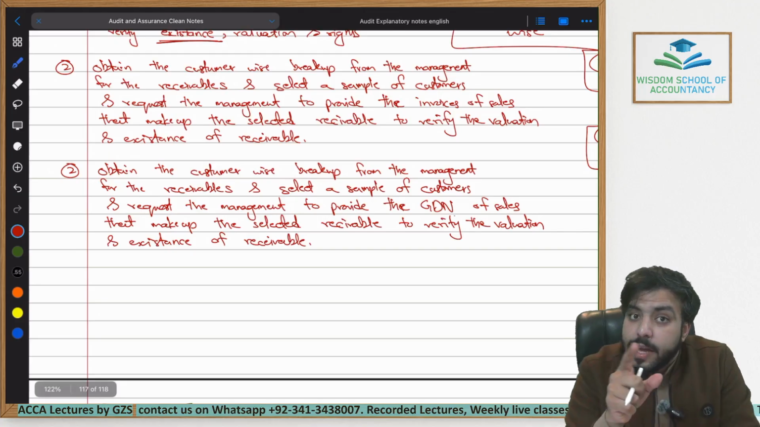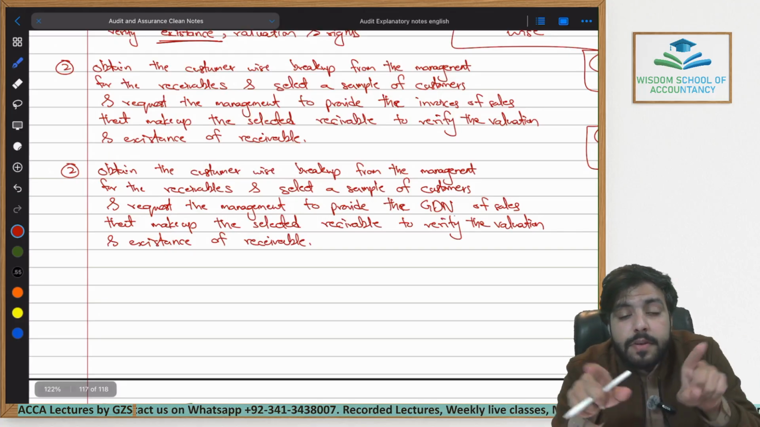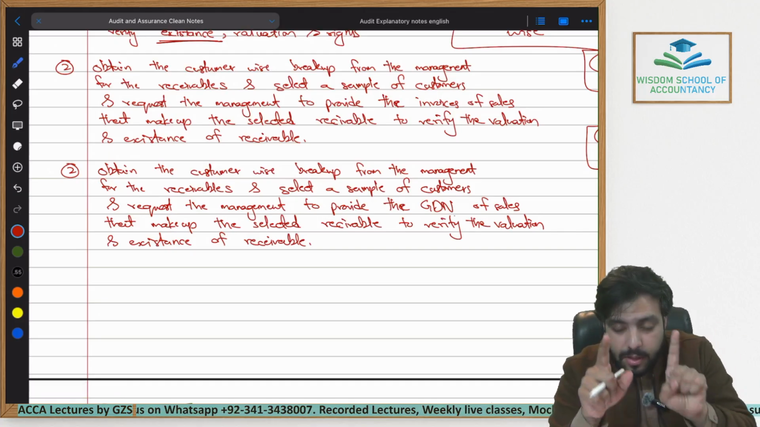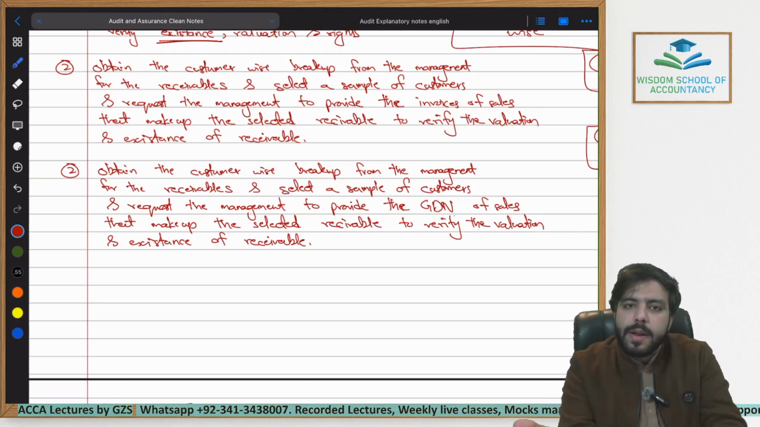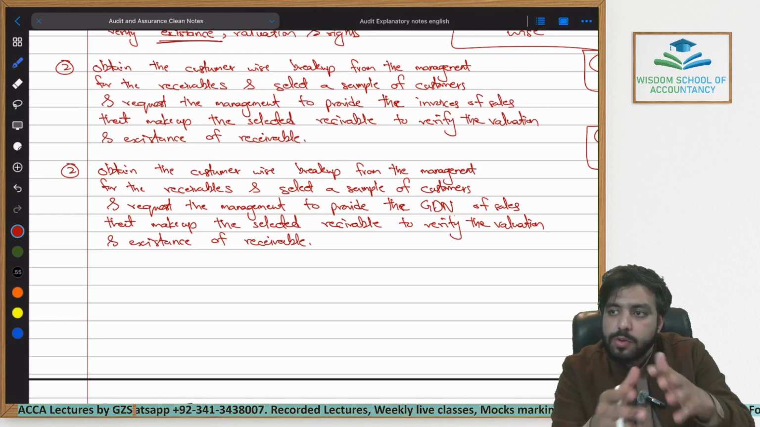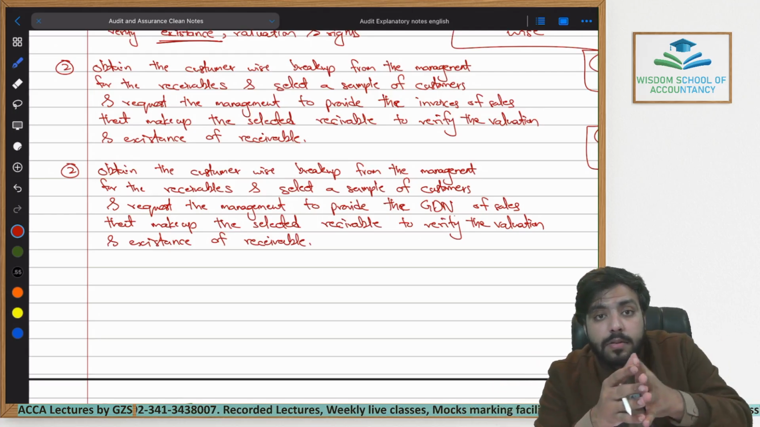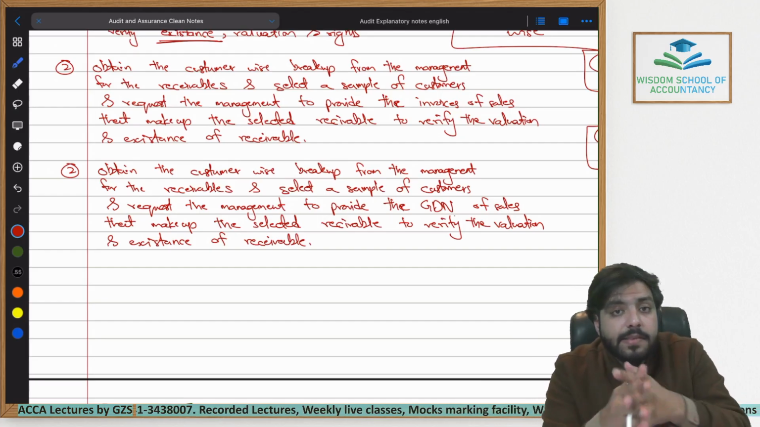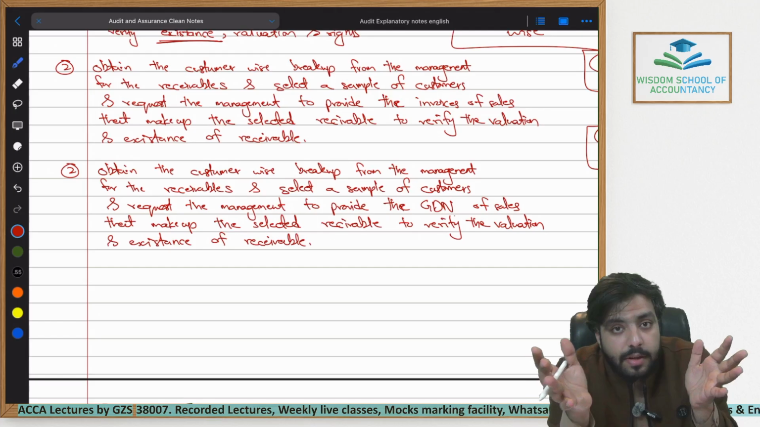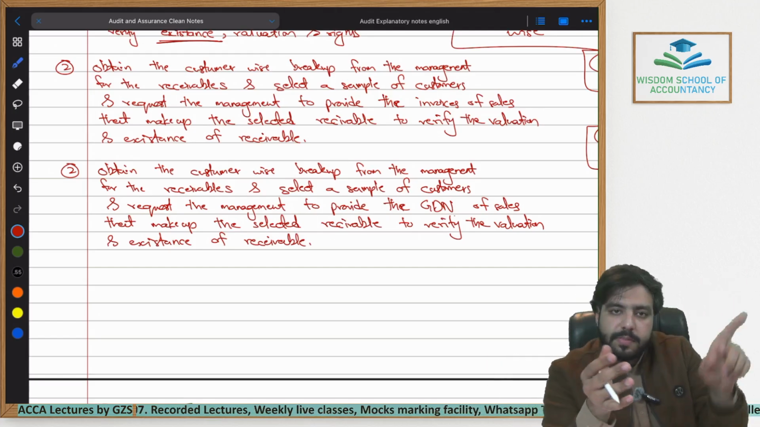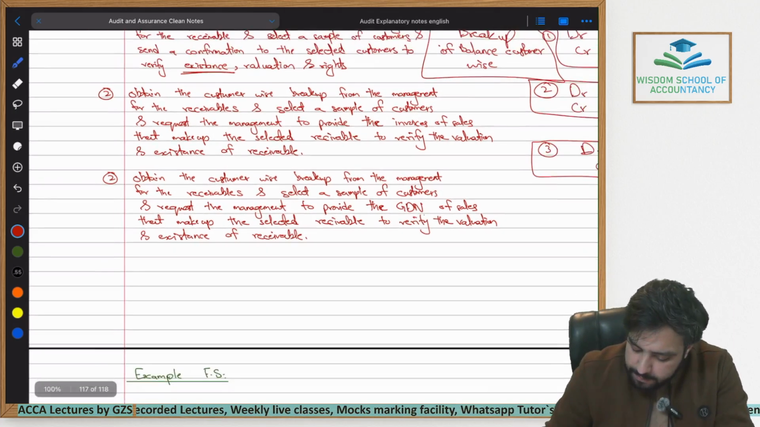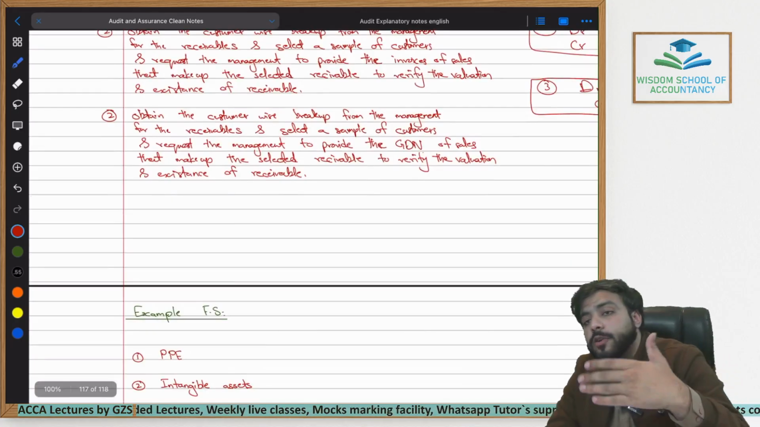In the second case, we are changing the area where we will be obtaining the evidence from. Again, we are obtaining a breakup. Again, we are selecting a sample of customers. Again, we are asking the company to give us evidence. And that evidence this time is to provide us with the GDNs that make up the total of these receivables. So three different procedures have been made by us up till now. Now let's try to make three more procedures.